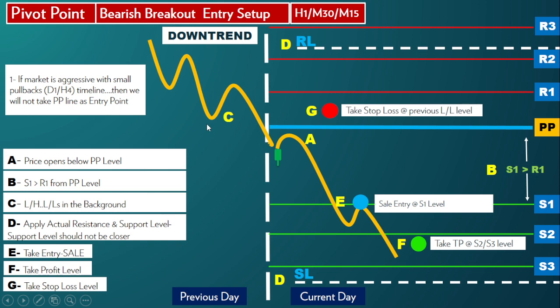So this is how, guys, we actually work with pivot point when we are trying to take an entry in a bearish breakout scenario. Okay, and remember, in this scenario we have to make sure that the market is aggressive. It is making one way movement, like in this case it is a downtrend, and we are talking about a timeframe of D1 or H4. And when we have this scenario, then we will not take PP as our entry point. Okay, and then we have to make sure we do all this checklist analysis from A to G. So this is how you can make a confident trade.